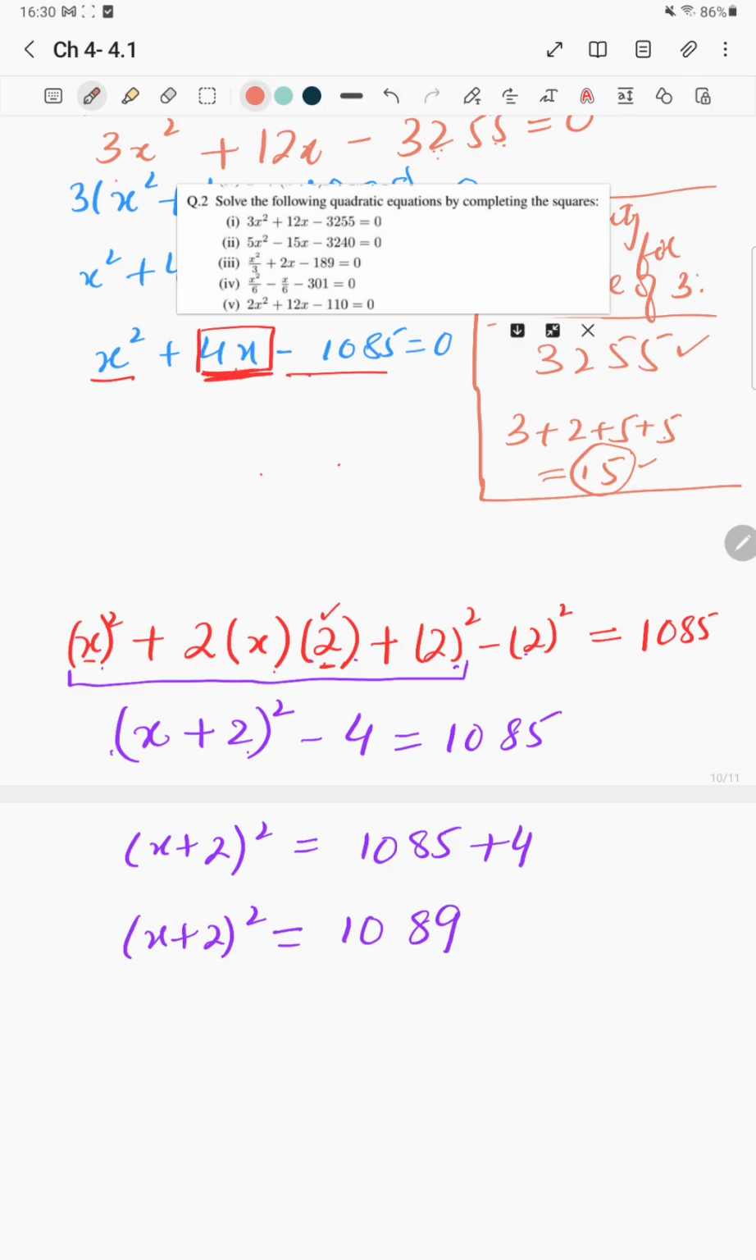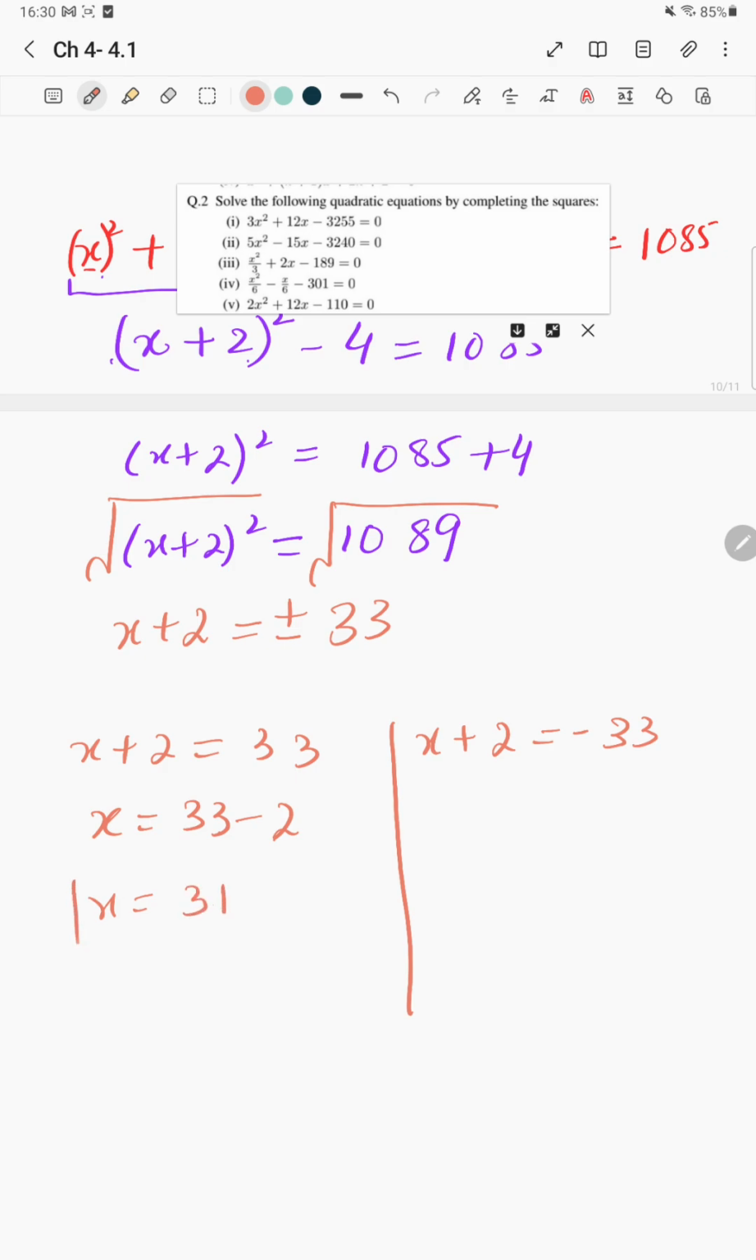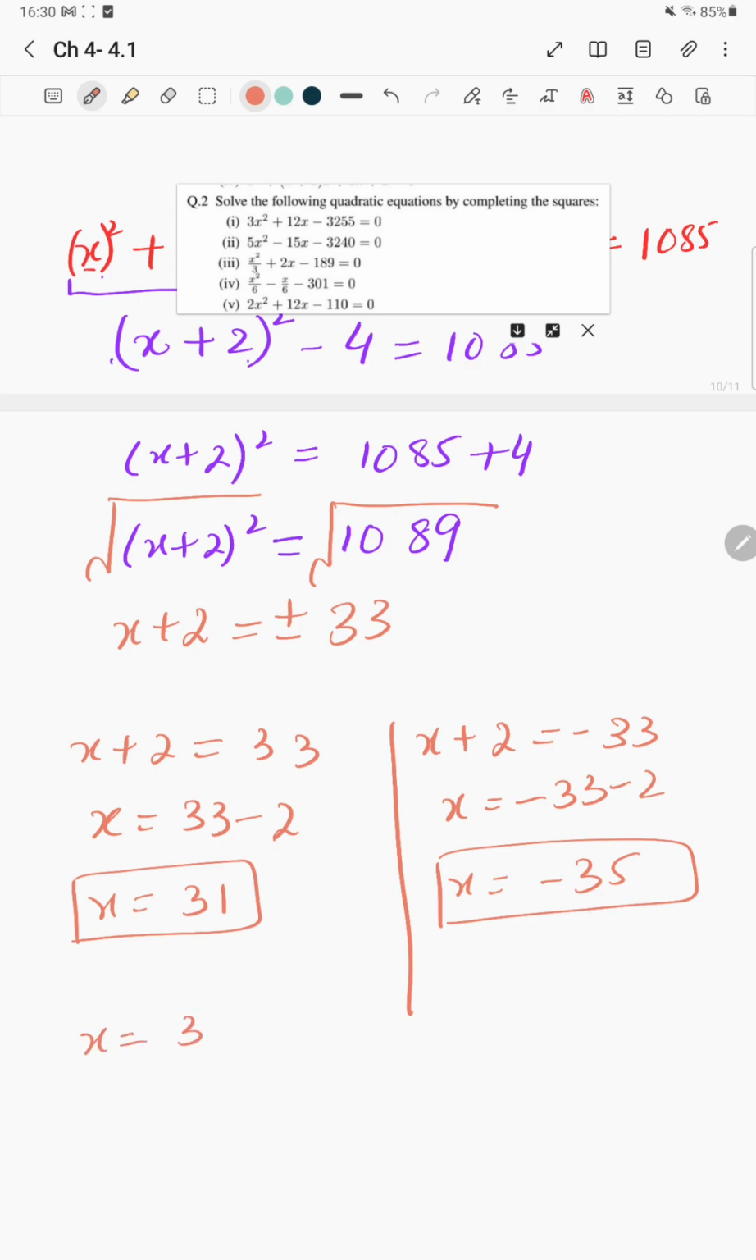Now taking square root on both sides, I will get x plus 2, which is equal to plus minus the square root of 1089, which is 33. So now I have to solve this question, one with the sign of plus and one with the sign of minus. So what will I get? 33 minus 2, and x is equal to 31, and x is equal to minus 33 minus 2, x is equal to minus 35. So I have two values of x, that is 31 and minus 35.